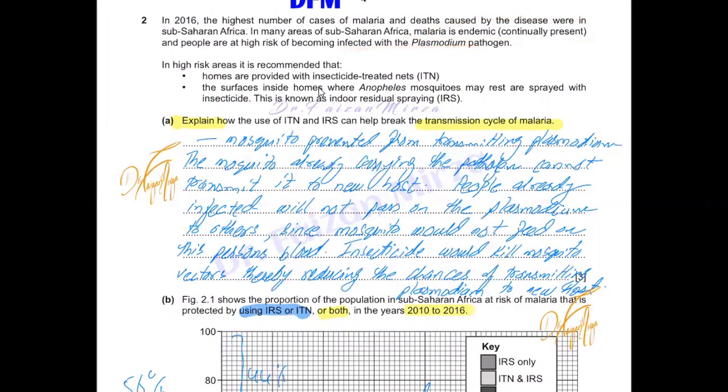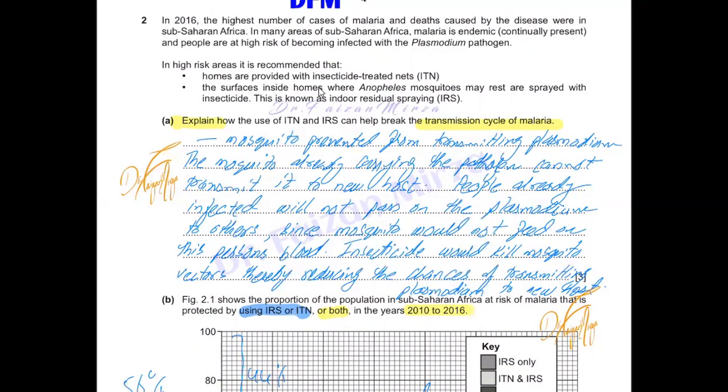In high risk areas, it is recommended that homes are protected with insecticide-treated nets, ITN. It means the person sleeps inside these insecticide-treated nets. If a person is sleeping inside this net, the person would not be bitten by a mosquito. The mosquito would not get inside the net because when it settles on the net, it will die.